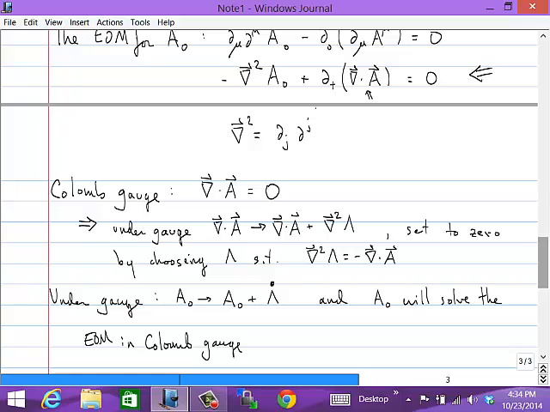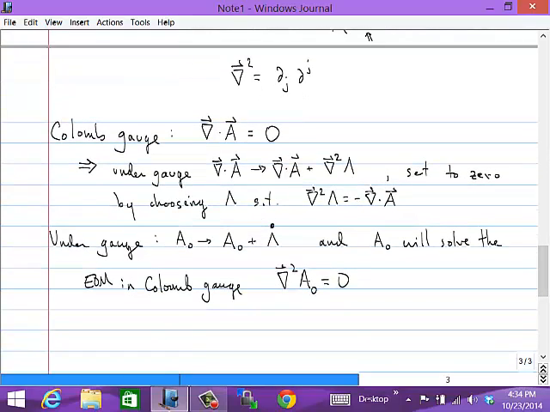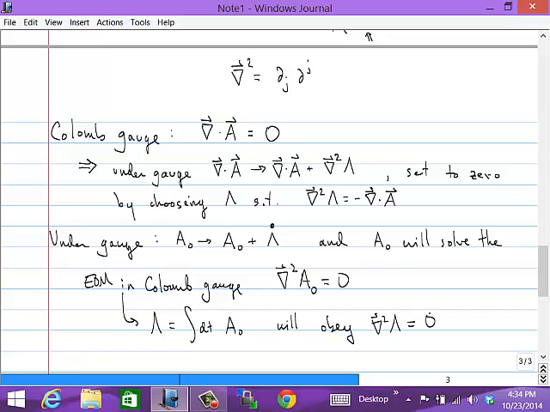So there's the equation of motion in Coulomb gauge, which reduces to just the statement that grad squared A0 is equal to 0. So what that means is that because grad squared of A0 is equal to 0, we could always choose lambda to be the integral dt of A0, and that will obey grad squared lambda is equal to 0. And in particular, it will preserve this Coulomb gauge condition.